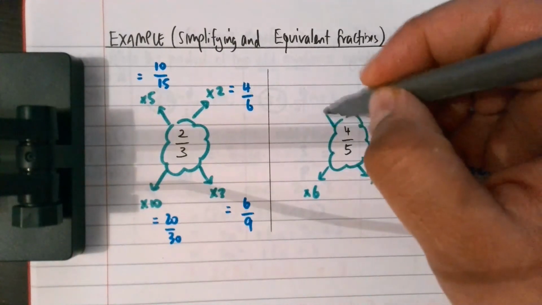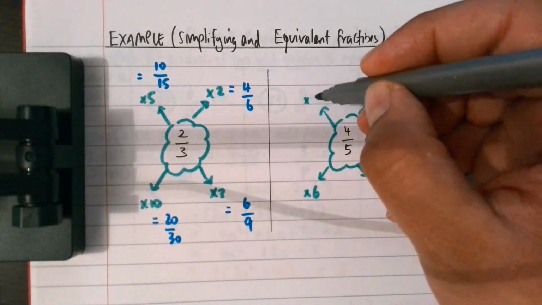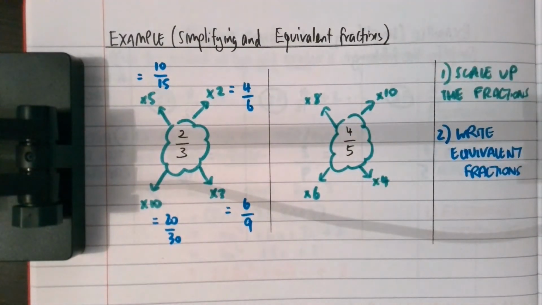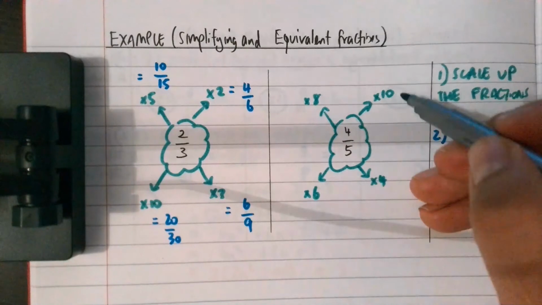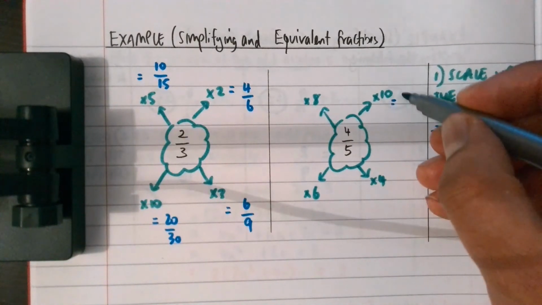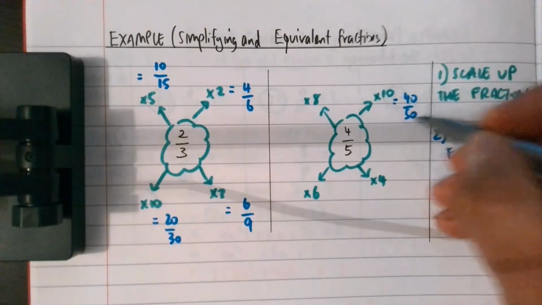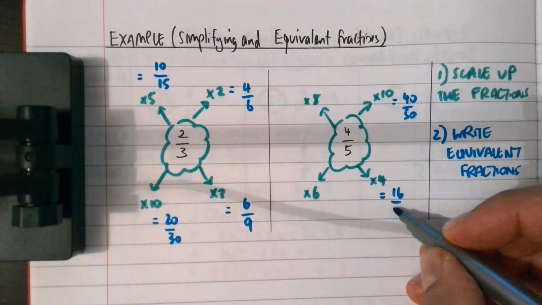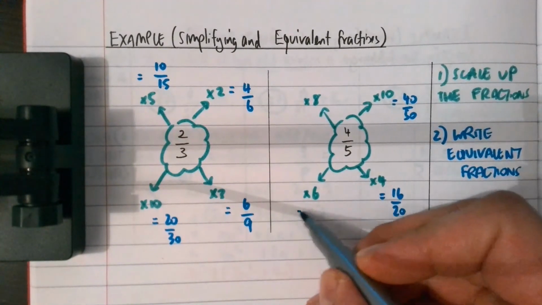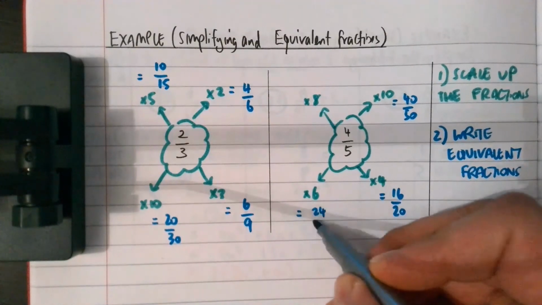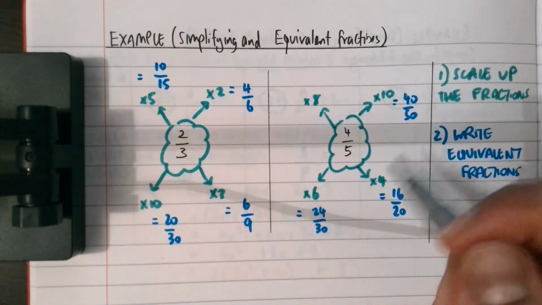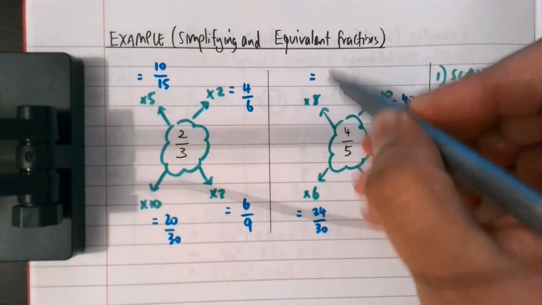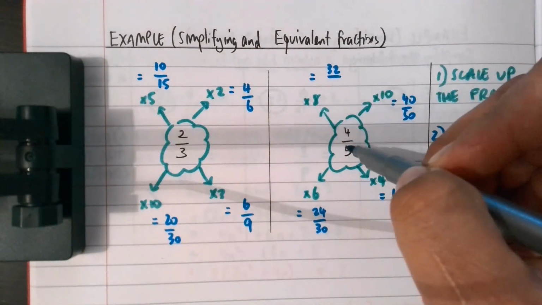For the one on the right, 4/5, we're going to scale it up using the four numbers there. We're going to multiply the top and bottom of the fraction by those numbers to scale it up, to make it bigger. So we get 40/50, which is still 4/5. We get 16/20, which is still 4/5. We get 24/30, which is still 4/5. And we get 32/40, which is still 4/5.